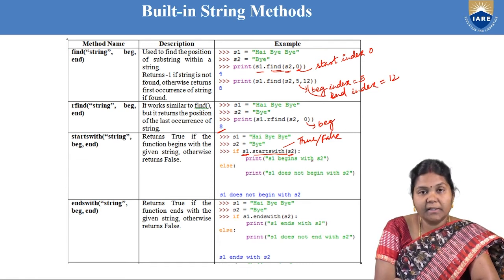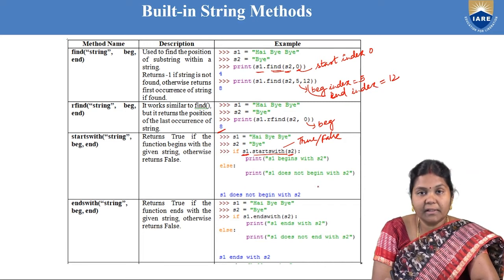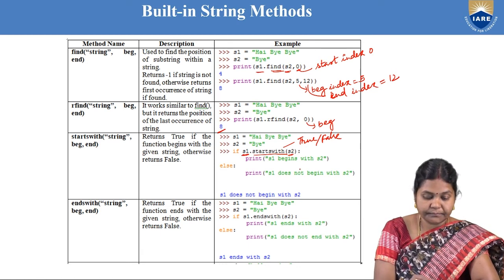So, you can find the answer that S1 begins with S2. That will be the output. Otherwise, it will say that S1 doesn't begin with S2. So, the startswith function returns true or false.